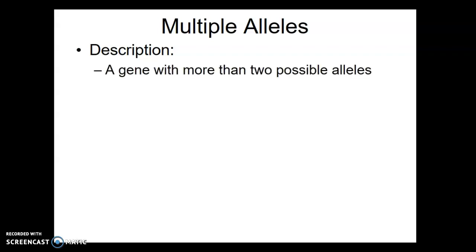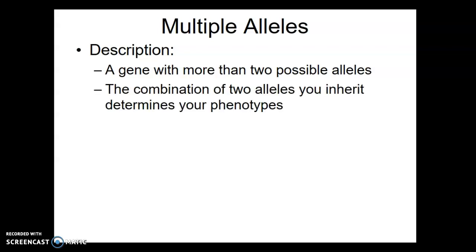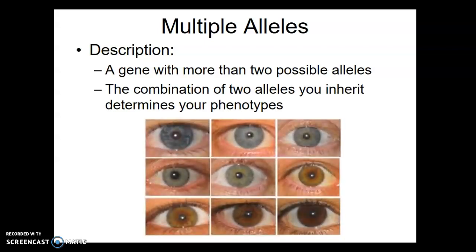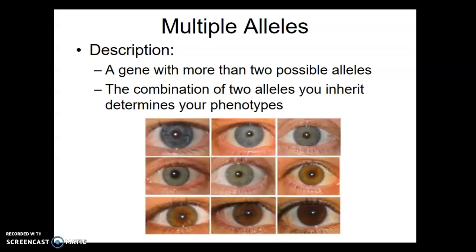We don't have mixing. Notice in multiple alleles, we have more than two possible alleles. It's not just one dominant and one recessive. We might have two dominants and a recessive. We might have a dominant and multiple recessives. We have many possible genes. So whatever two you happen to get will determine your phenotype. Eye color is a good example. Eye color follows multiple alleles, but it also follows polygenic. So we're going to have a little variety here.